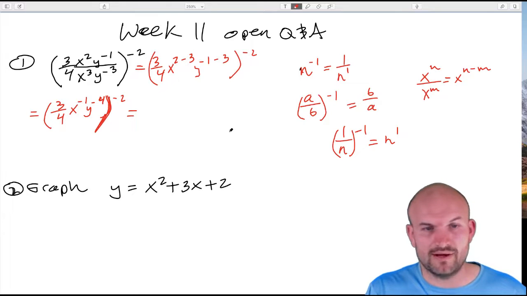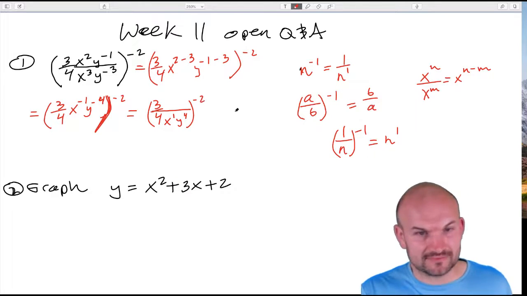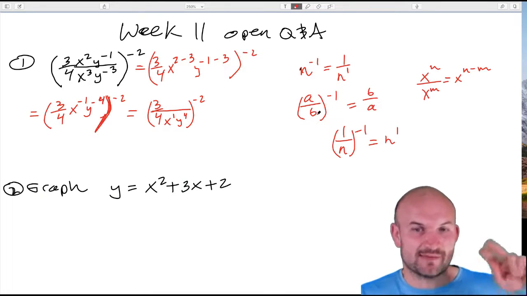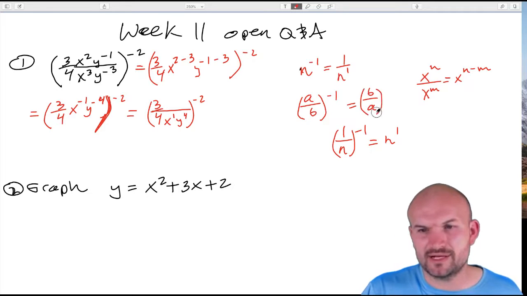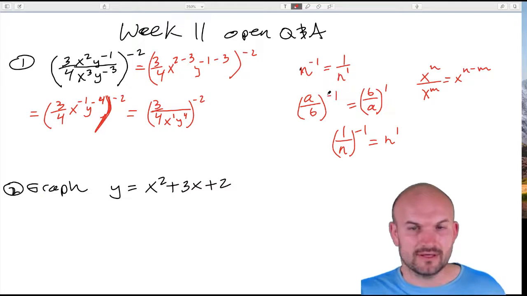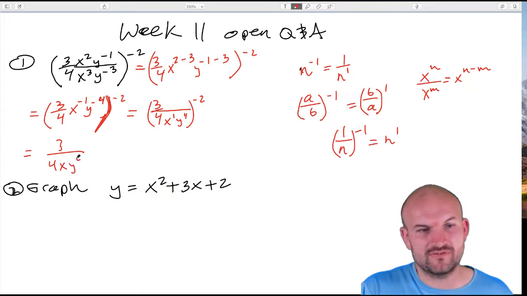So I have 3/4, and 3 is only in the numerator. So I'm going to have x to the 1st and then y to the 4th, and that's going to be to the -2nd. Now, the thing about that negative exponent is that to make it positive, all you're going to do is reciprocate that fraction. So you can say that's going to be a positive exponent of the same value.